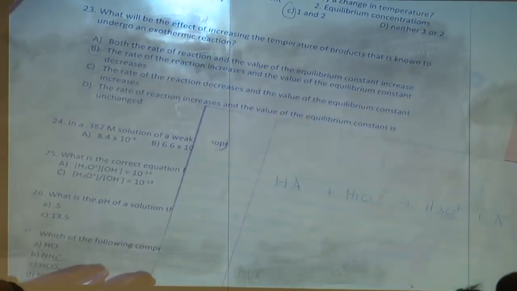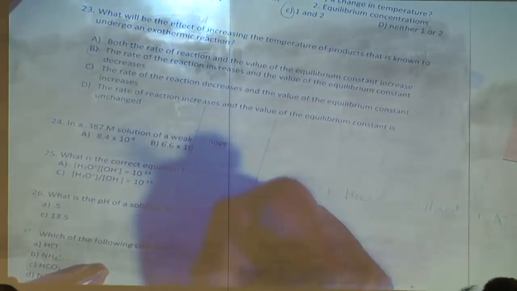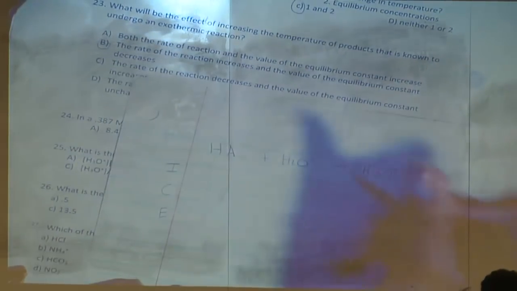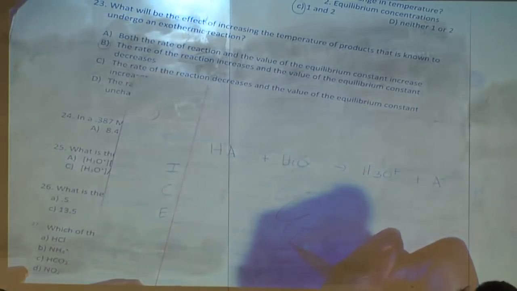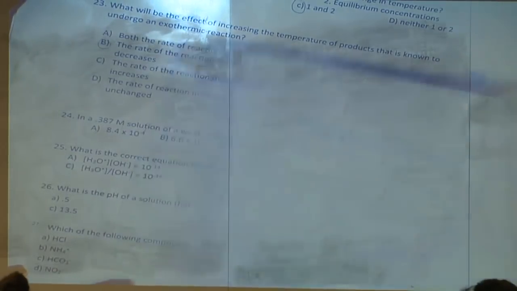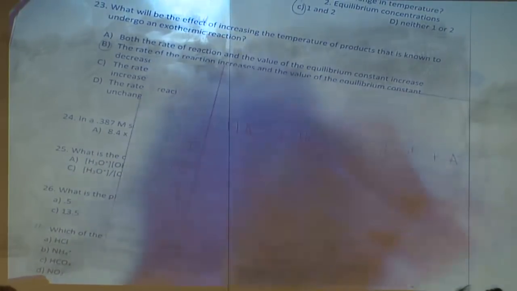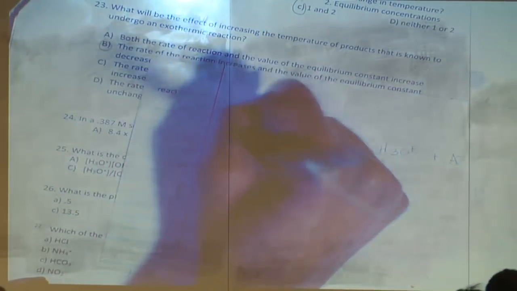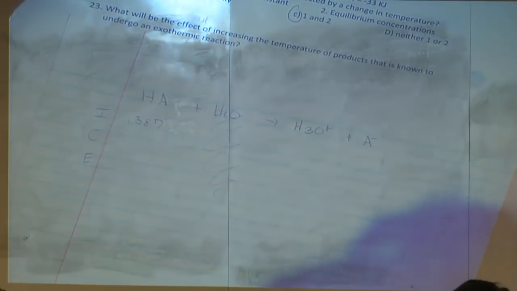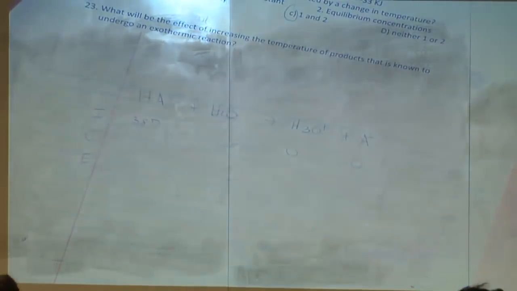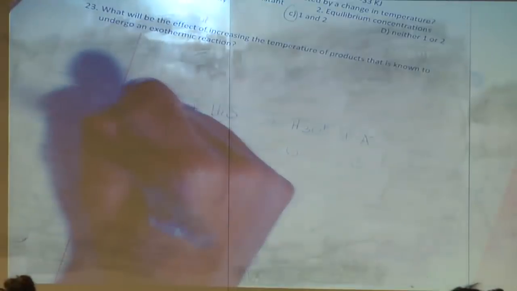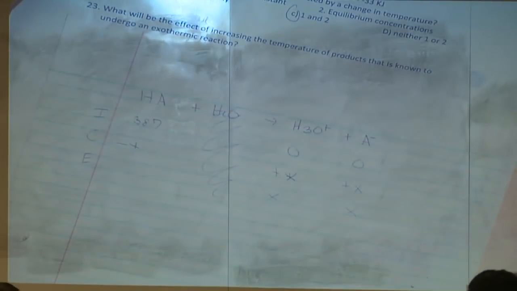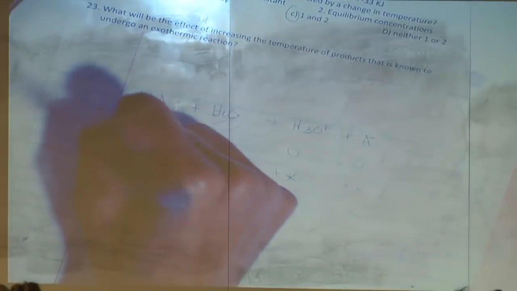Okay, so now we're going to do an ICE table. We aren't going to look at the H2O because H2O is a liquid, so it's not going to affect the equilibrium. The concentration of this solution is 0.387, so initially there's 0.387 of this acid. This is before the reaction has gone along, so the concentration of the products should both be 0. The change for the acid should be negative x, and the change for the products are both plus x. That means at equilibrium, the concentration of the acid is 0.387 minus x.